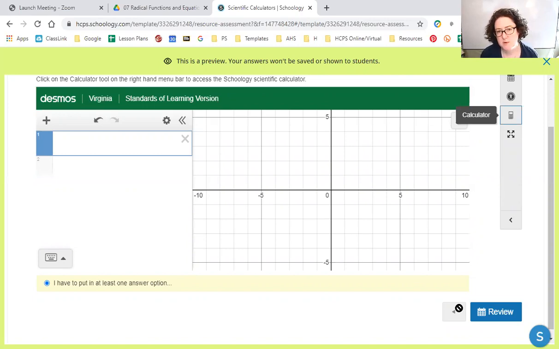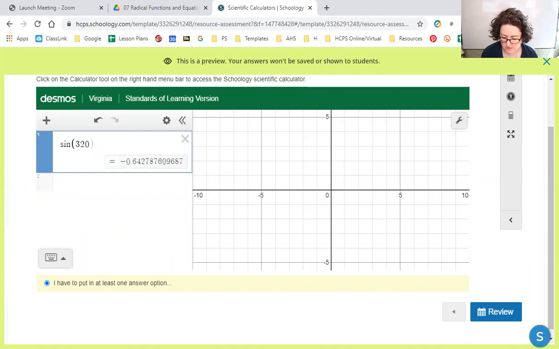Before, when we were doing problems with the Desmos calculator, you could just type things in with your keyboard. If you wanted to use sine of 32, you could just open up your keyboard and type in sine 32, and it would spit out your answer. But we can't do this just with a plain old keyboard on your computer. For this, we'd actually need to use the keyboard in Desmos.